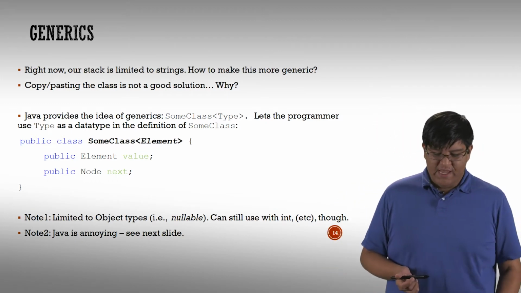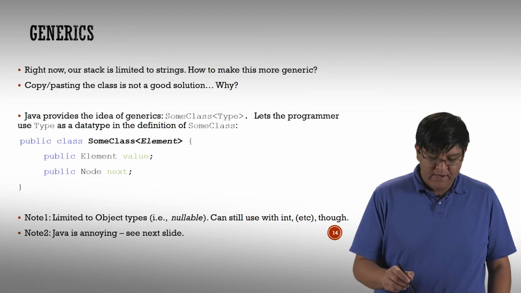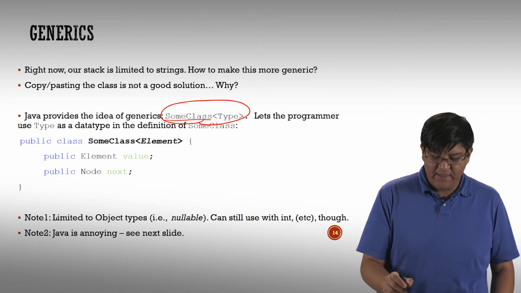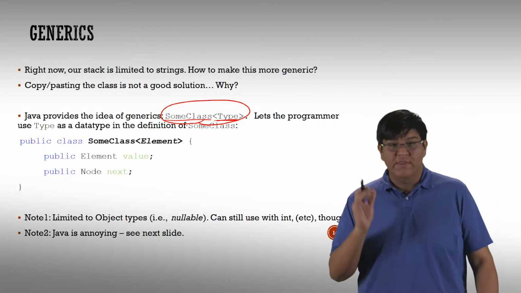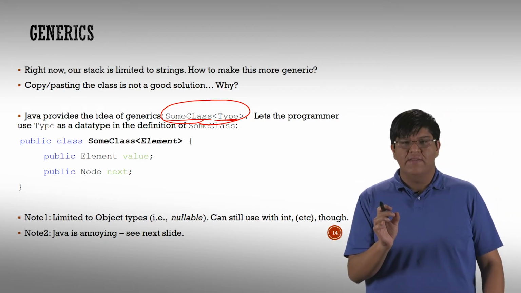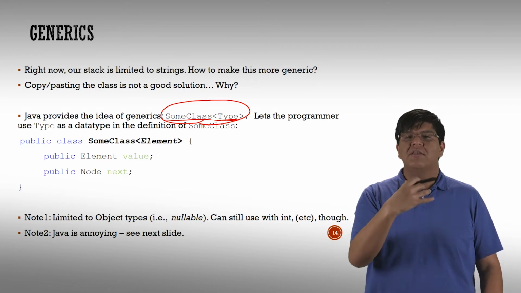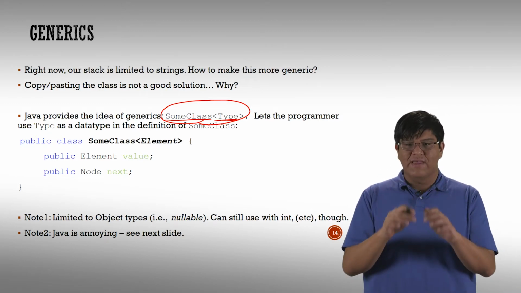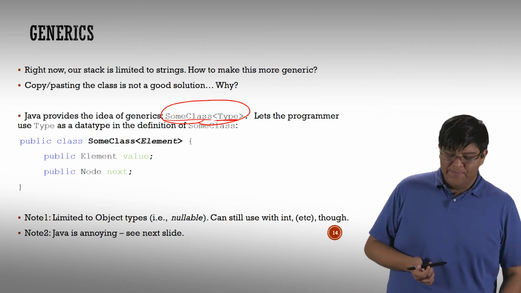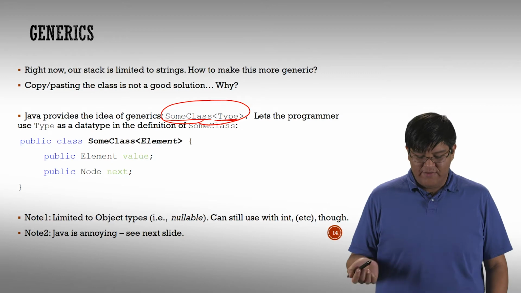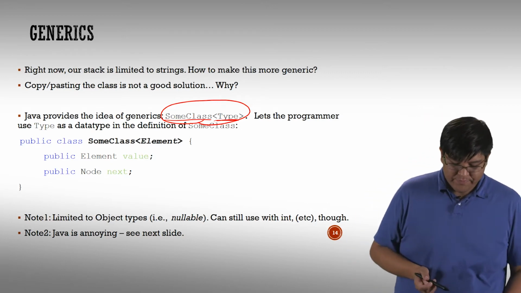And so Java gives us syntax like this. Instead of just having a class, we'll say that a class uses a generic. So this would be the name of a class, and here I would have special bracket things, the less than and greater than signs. Inside of those angle brackets would be a type that I haven't talked about yet, and we'll see what this looks like in a second. So the slide says it lets the programmer use a type as a data type in the definition of the class. Let's just look at the example.